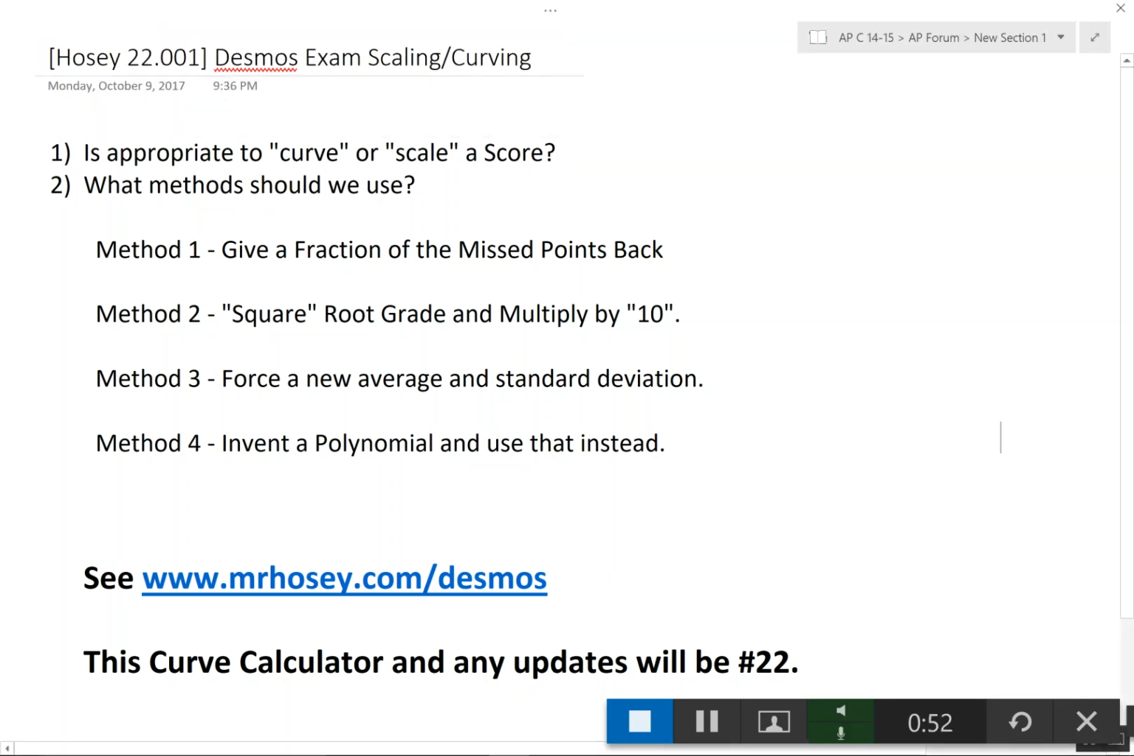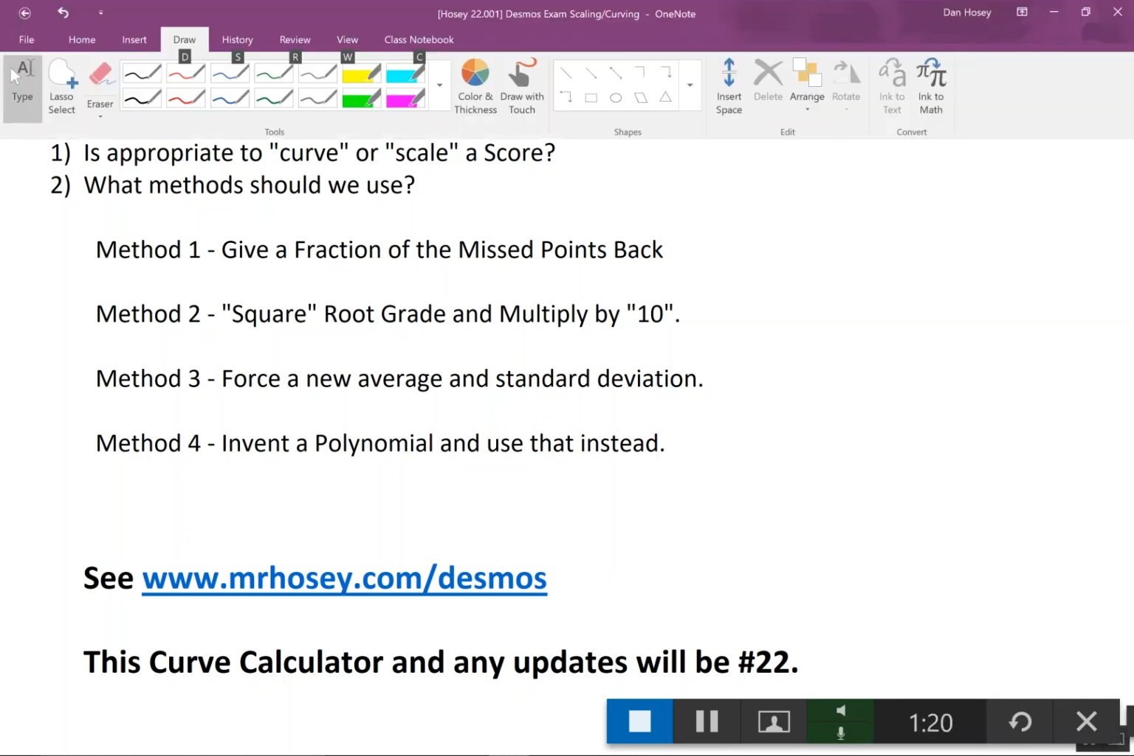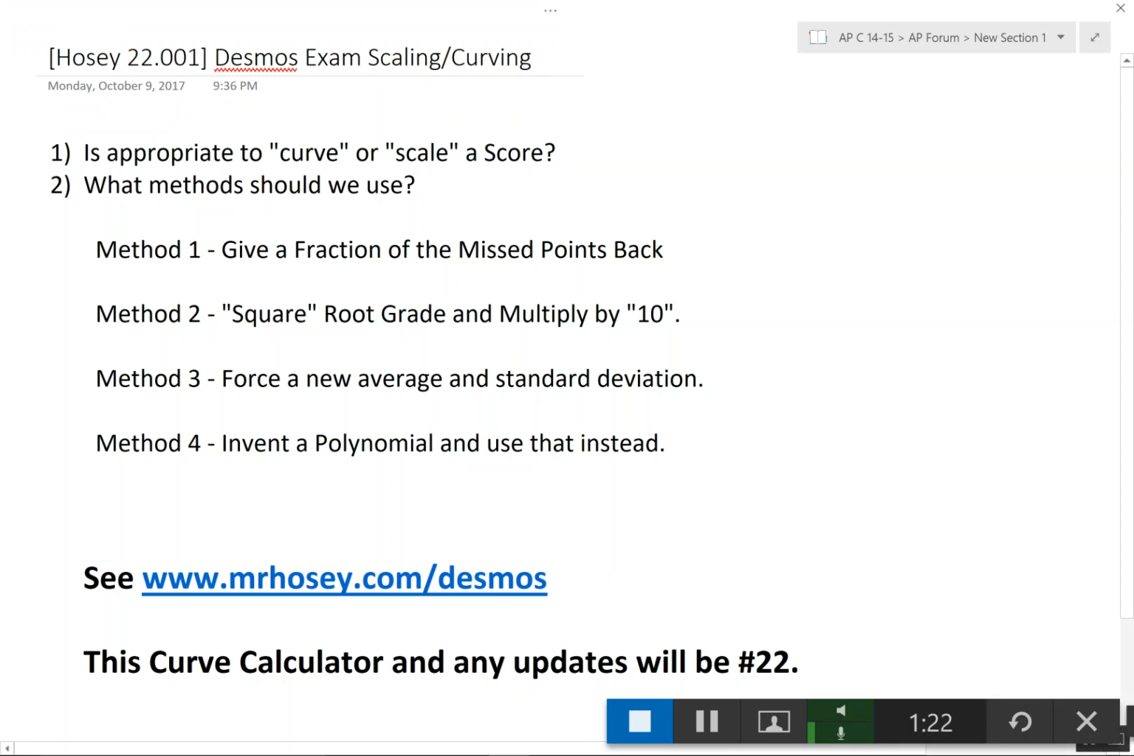I took 4 methods, giving a fraction of the points back. Another popular one is to take the square root of the grade and multiply by 10 because, well, square root of 100 is 10. Another one is to take the standard deviation and the mean and just shift the mean to whatever it is you want it to be and use the same standard deviation, or at least the same z-score or smaller, and basically keep the order of the people the same but change the distribution. You could basically invent a polynomial or really fit it to some data and use that. So we're going to try these 4 methods and see how they come out.